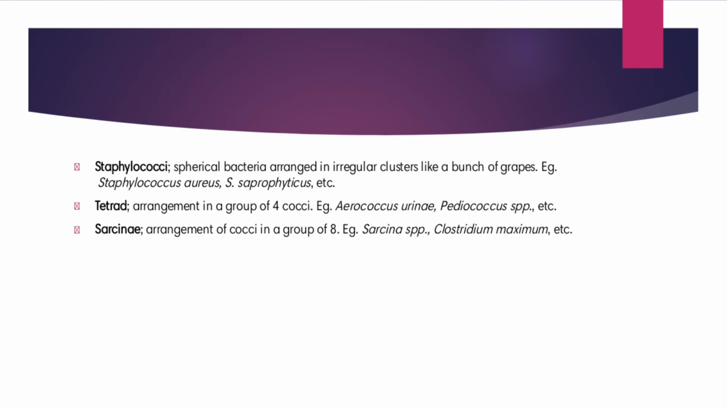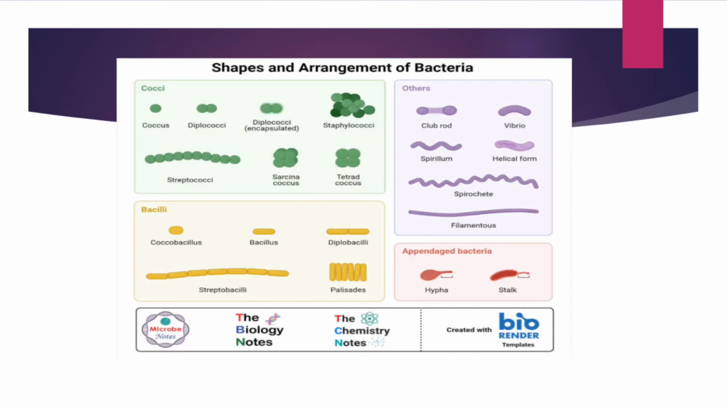Next, we can go for the staphylococci. They are spherical bacteria arranged in irregular clusters like a bunch of grapes. Tetrad, they are arranged in a group of four cocci. And sarcinae, they are an arrangement of cocci in a group of eight. So these are all the shapes and arrangements of the bacteria: coccus, diplococci which is encapsulated, and staphylococci forming like a cluster. Streptococci form a chain. Sarcinae are made of eight, and tetrad made of four.